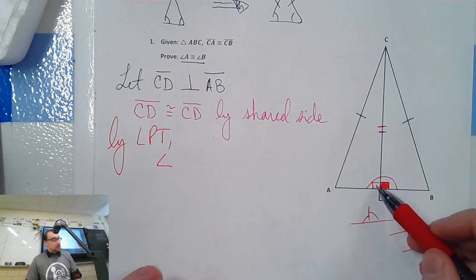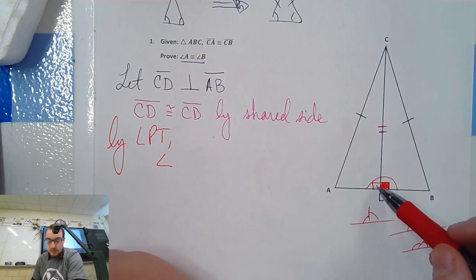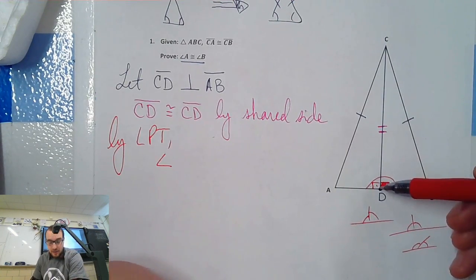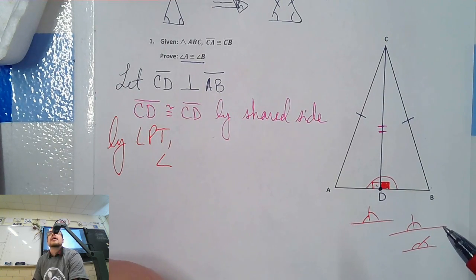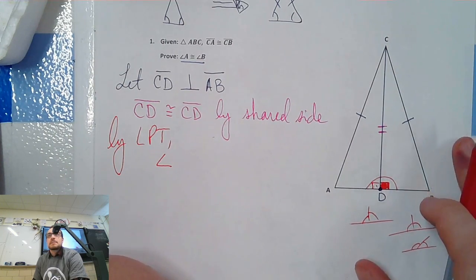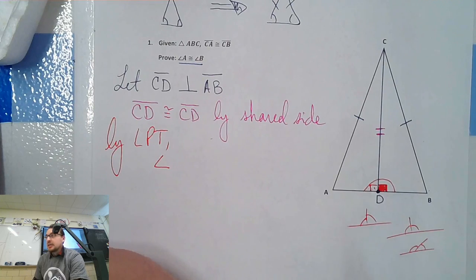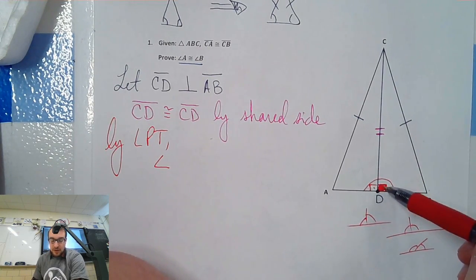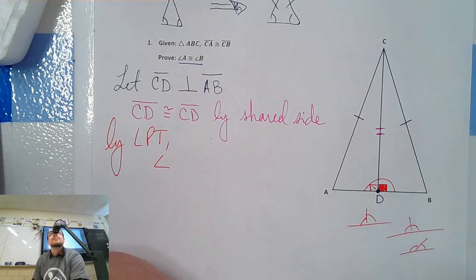What's the name of this angle that I just put down? I know it's 90. It's a right angle, right? But what's the name of the angle? What am I going to call it? Can't call it angle D. I've got two angle D's here. I need to be more specific. Can't call it E. There's no E. I'm not going to add any dots. Which angle D? We've got two angle D's here.